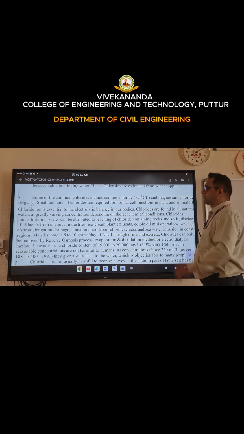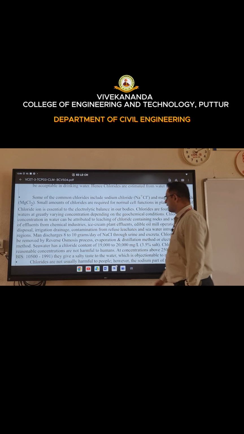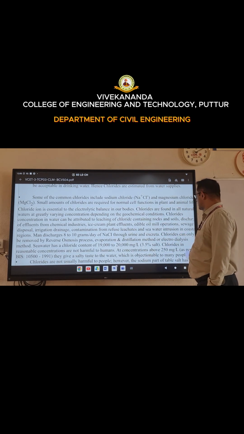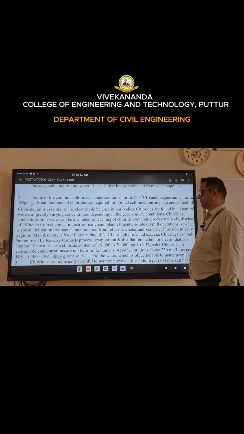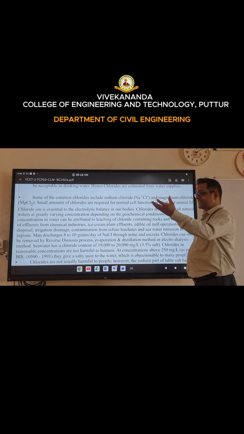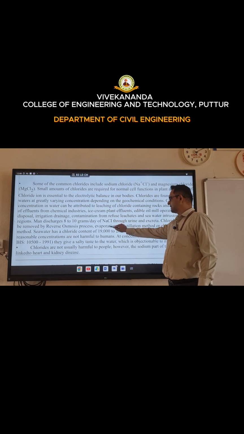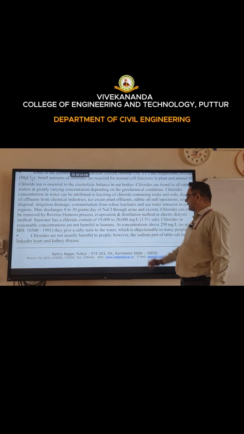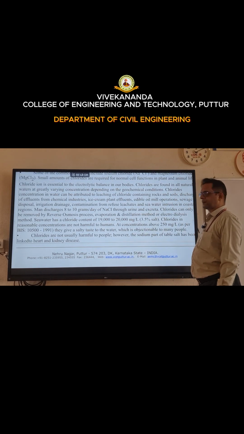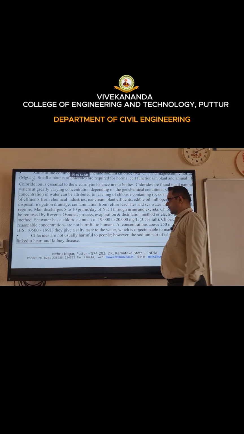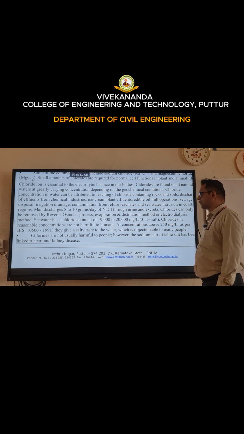How is excessive chloride removed? That is using the reverse osmosis process, or evaporation and distillation, or the electrodialysis method. If I test seawater, the chloride content is around 19,000 to 20,000 milligram per liter, that is 3.5% of salt. So chloride in our drinking water should be less than 20 to 50 milligram per liter, right?